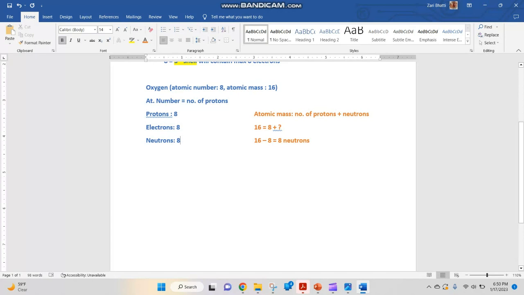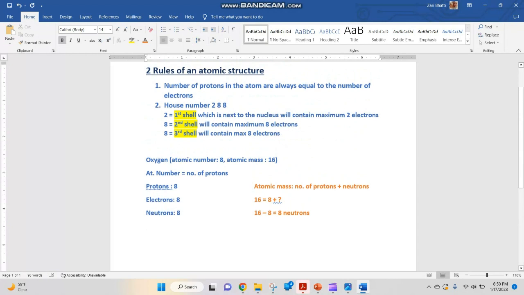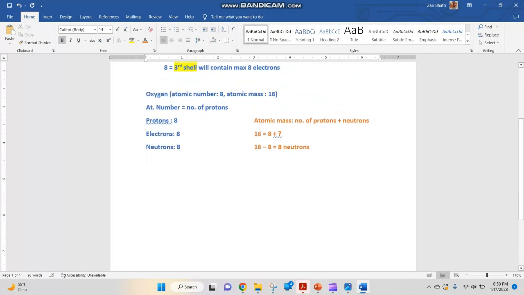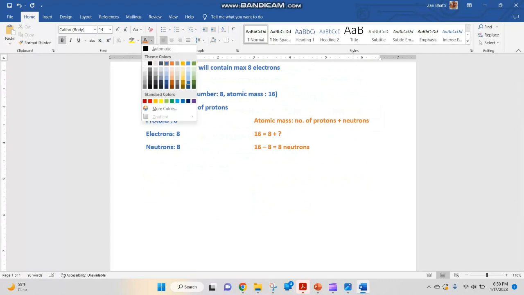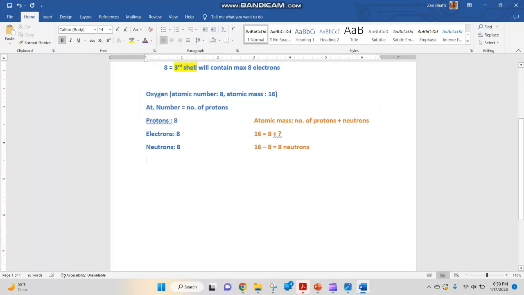To keep it simple, I would suggest that when you are on this level, before drawing the structure, since we know the rule number 2, 8, 8, let's figure out first what the number of electrons in each of the shells is going to be. So first, we need a total of 8 electrons. The first shell can have a maximum of 2 electrons, so we have 2 sorted out.